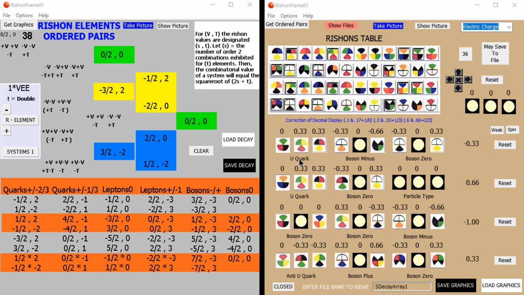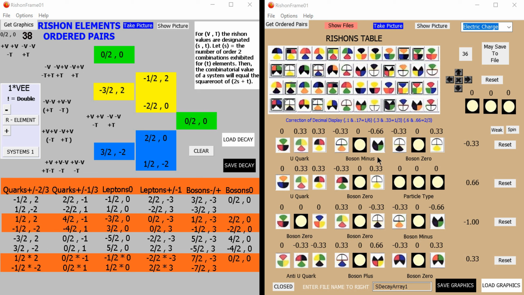which is composed of a V rishon, which has an electric charge of 0, and then two T0 rishons, which each have an electric charge of plus 1/3, combining to make the electric charge of the generic U 2/3 plus 2/3. But we know that the S quark, according to the standard model, has an electric charge of minus 1/3.